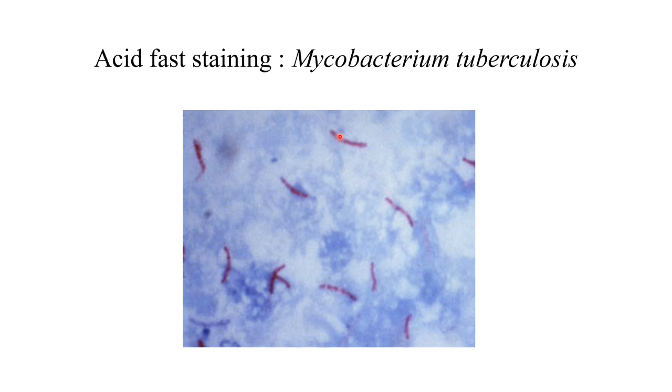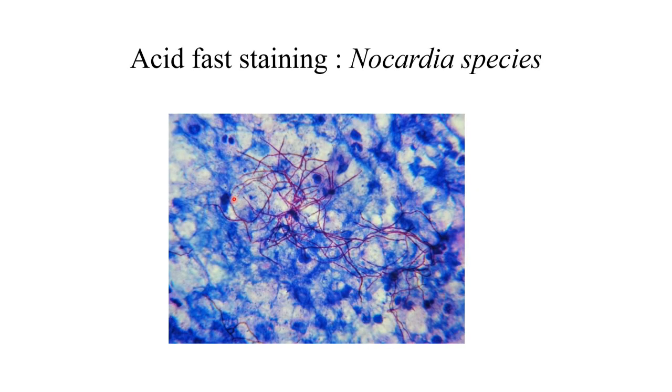So this is the pink or red colored rod-shaped bacteria in a blue background. This is the sputum smear. So the red colored bacilli can be seen in a blue background. The red color is the color of strong carbol fuchsin, and the blue color is the color of methylene blue.